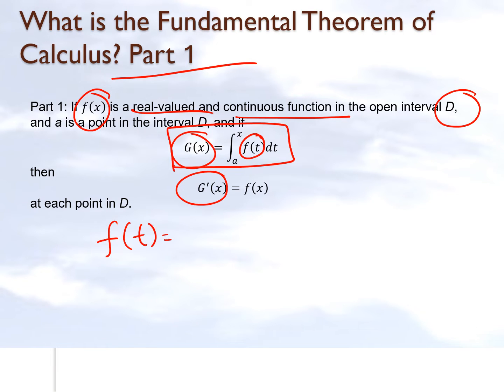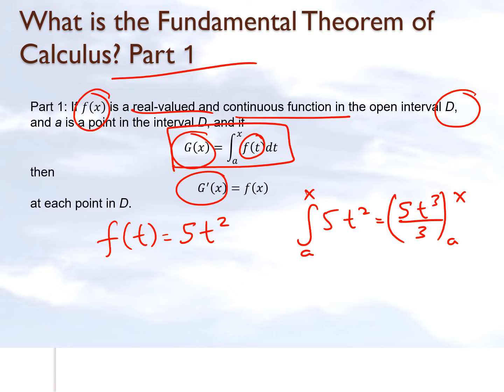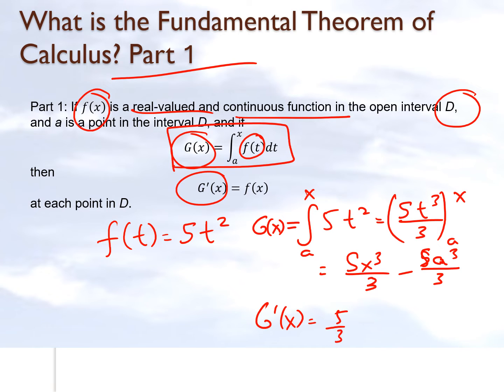Let's suppose you have the function f of t equals 5t squared. Then if I integrate this function from a to x, I'll use my integral calculus knowledge, and I'll get 5x cubed divided by 3 minus 5a cubed divided by 3. So this is my g of x here now. If I take the derivative, g prime of x, I get 5 divided by 3 times 3x squared, minus 0 because this is a constant, and I get back my 5x squared. So that's all there is to it.